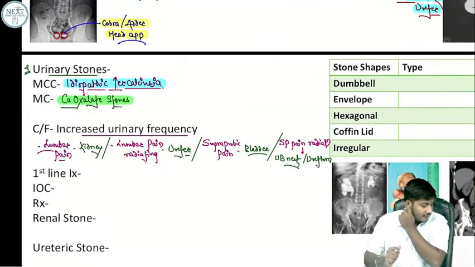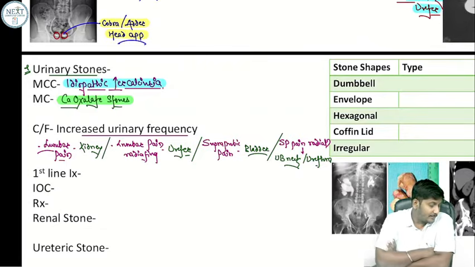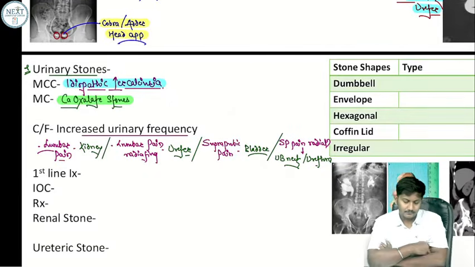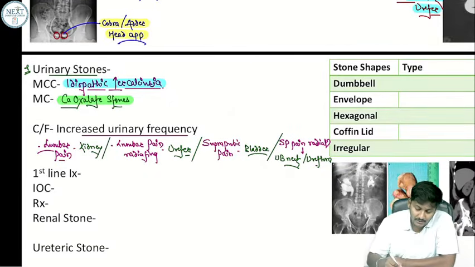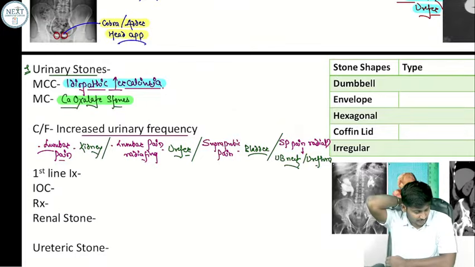Hopefully that's clear to all of you now. Very good. Hyperoxaluria is the condition where the patient will have calcium oxalate stones. That is important to remember. Clear?